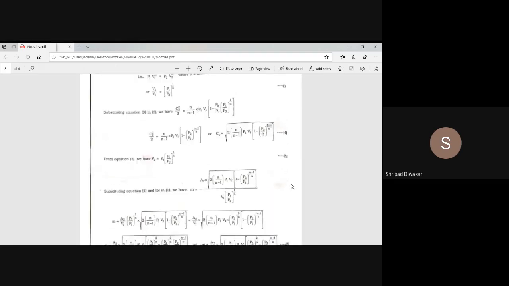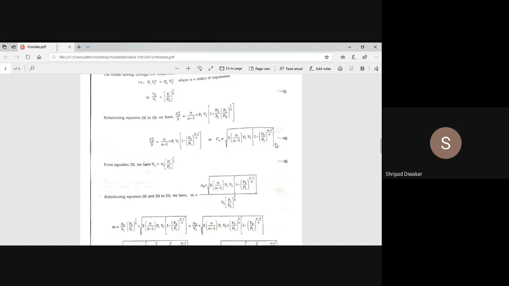That is nothing but (2 divided by n plus 1) to the power of n divided by n minus 1, whatever we got, that you have to substitute in equation number 4. Okay, for getting the maximum velocity, you have to consider equation number 4. For getting the maximum mass flow rate, you have to consider equation number 6. You remember, for maximum mass flow, you consider equation number 6. And for the maximum velocity in a nozzle, you have to consider equation number 4.